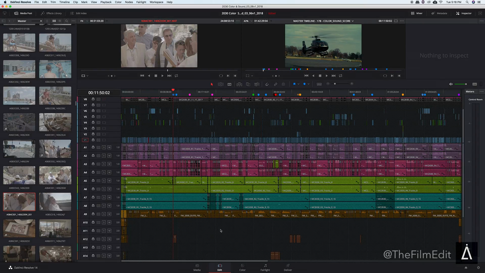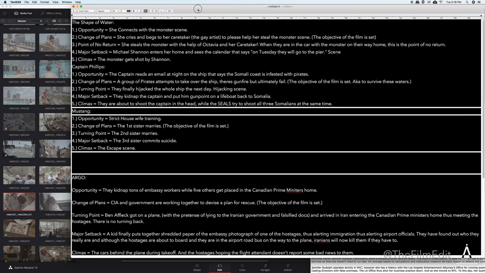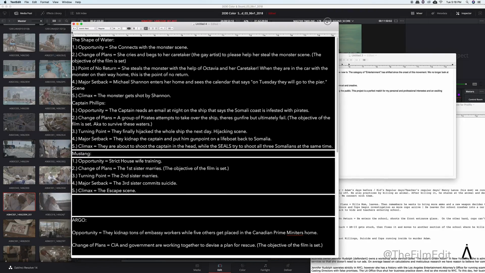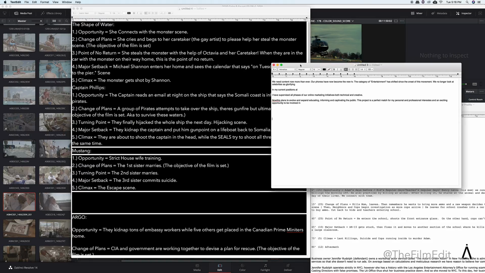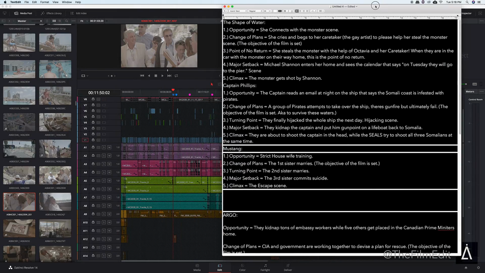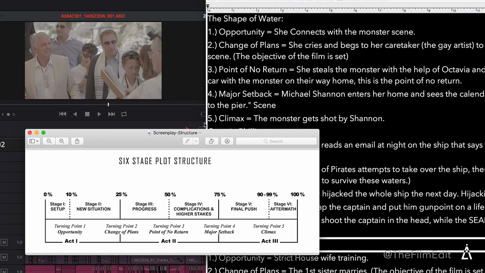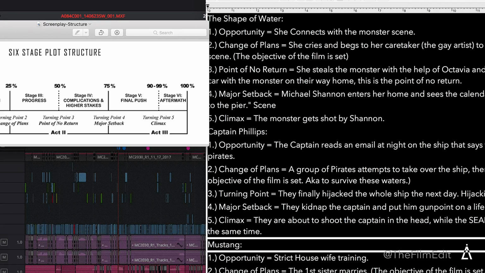Okay, so let's take a look really briefly at what those 5 scenes are in feature films that you are familiar with. So we're gonna go here to our text edit. Let's look at a recent film called The Shape of Water. Some of you know that this film won a lot of awards. And so we're gonna be looking at it. So The Shape of Water. The opportunity, let's open this up right here. So the opportunity is turning point number 1.